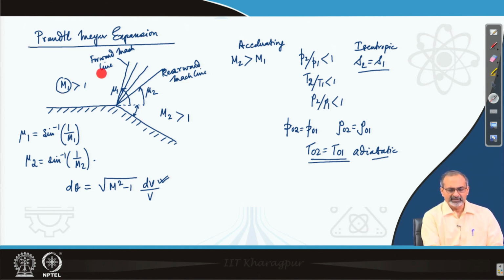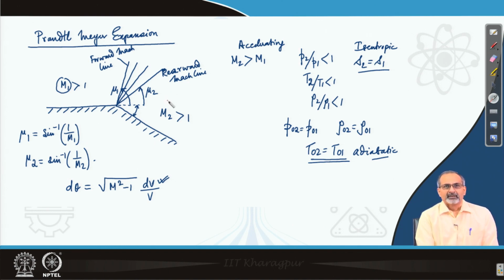However, there is one particular wave which begins it and another which ends it. The one that begins it is the forward Mach line, the one that ends it is the rearward Mach line. These are Mach waves, as we briefly mentioned earlier, due to very weak pressure waves, and here they are responsible for expanding the flow.